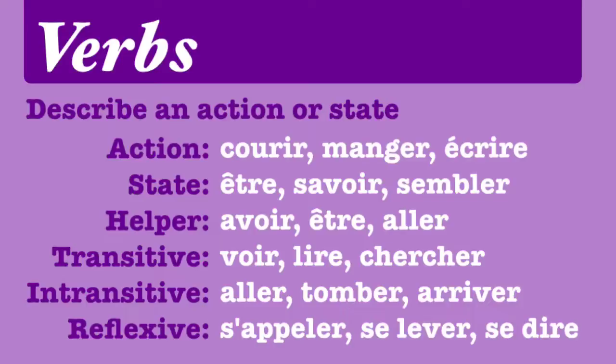Now we also have what are called helper verbs, or auxiliary verbs. These are verbs that in other instances can stand on their own, but that can also act as helper verbs that are used with the second main verb to tell us something about the tense or the mood of that main verb. So we have 3 examples here: avoir, être, and aller. So avoir on its own means to have, être on its own means to be, and aller on its own means to go. But once again, these verbs can also be used with the second main verb to tell us more about the tense or the mood. So let's take a closer look at helper verbs.